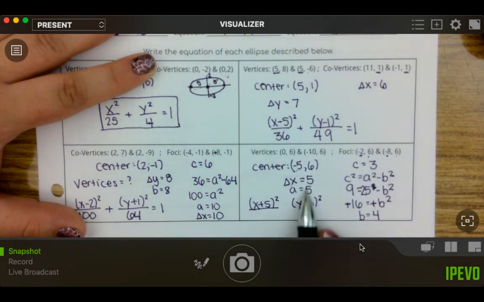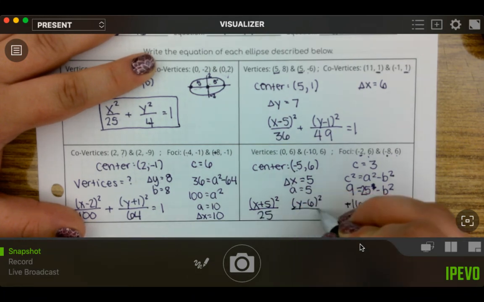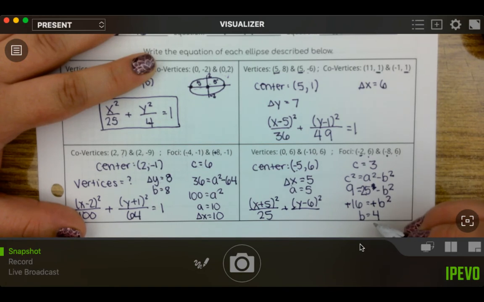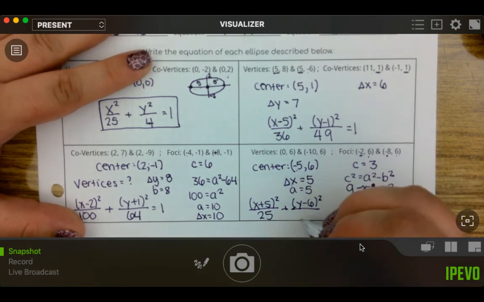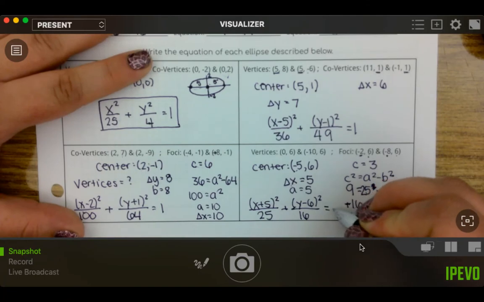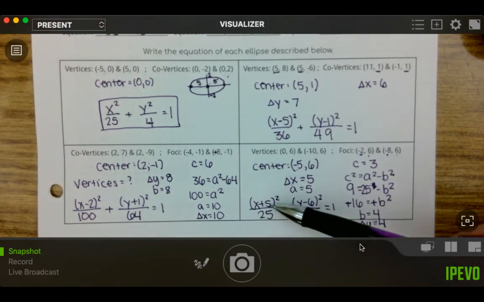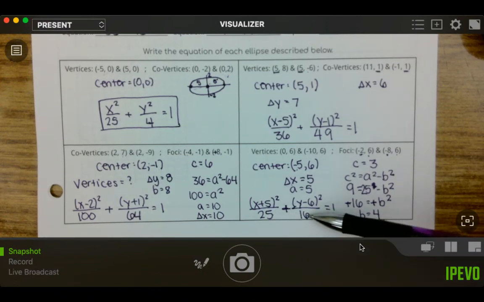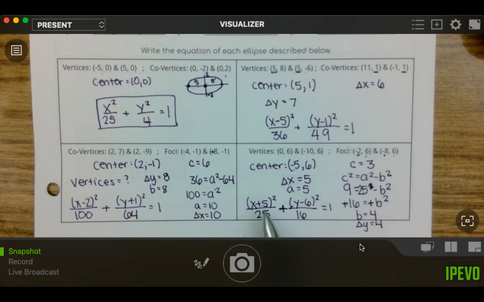The change in x was the 5, so this is going to become 25, which means that this one is the change in y. Which you don't have to write that down, because that's the only one left you haven't used. 4 squared is 16, and then it equals 1. So really, you're just figuring out how far apart are the x's from the center, how far apart are the y's from the center, and this is always 1. Oh, and the center goes up here.